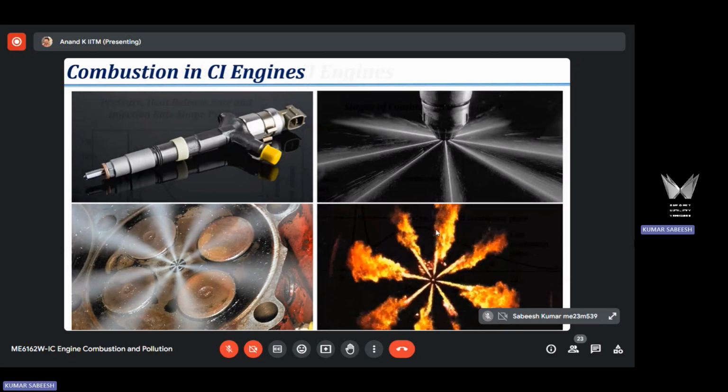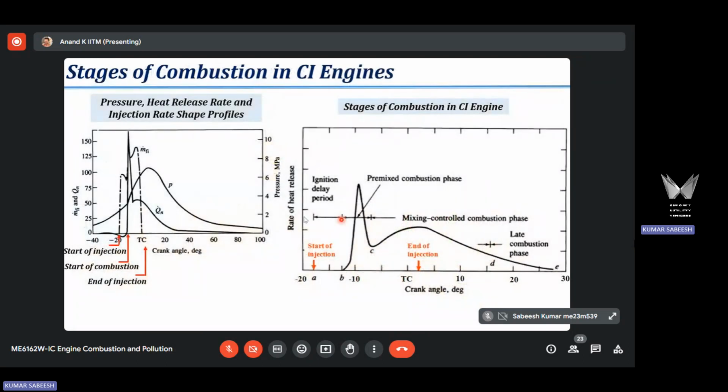Okay, that is how the combustion event proceeds in a CI engine. And we have seen this pressure profile that we use to analyze the combustion event. Then there is a heat release rate profile. In fact, the stages of combustion are clearly visible in the heat release rate profile. That's why it is shown separately in the second plot.